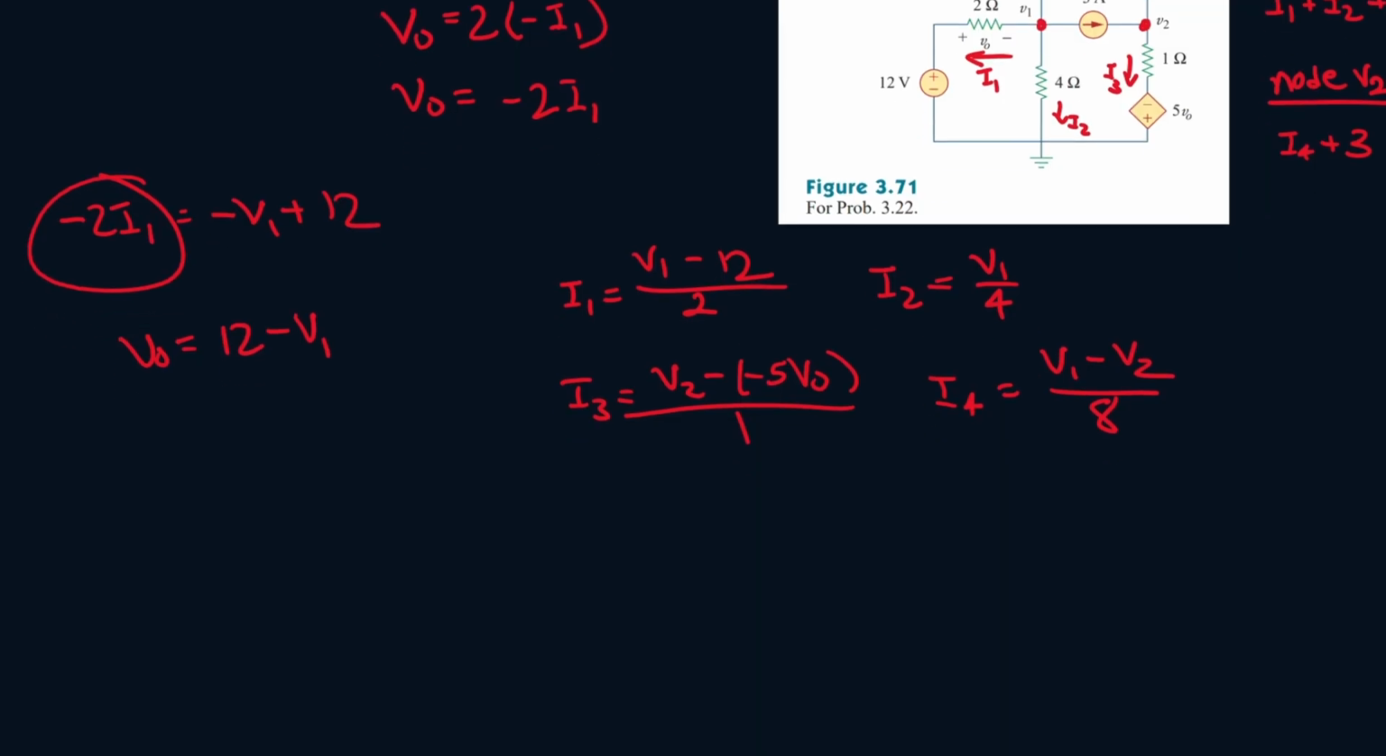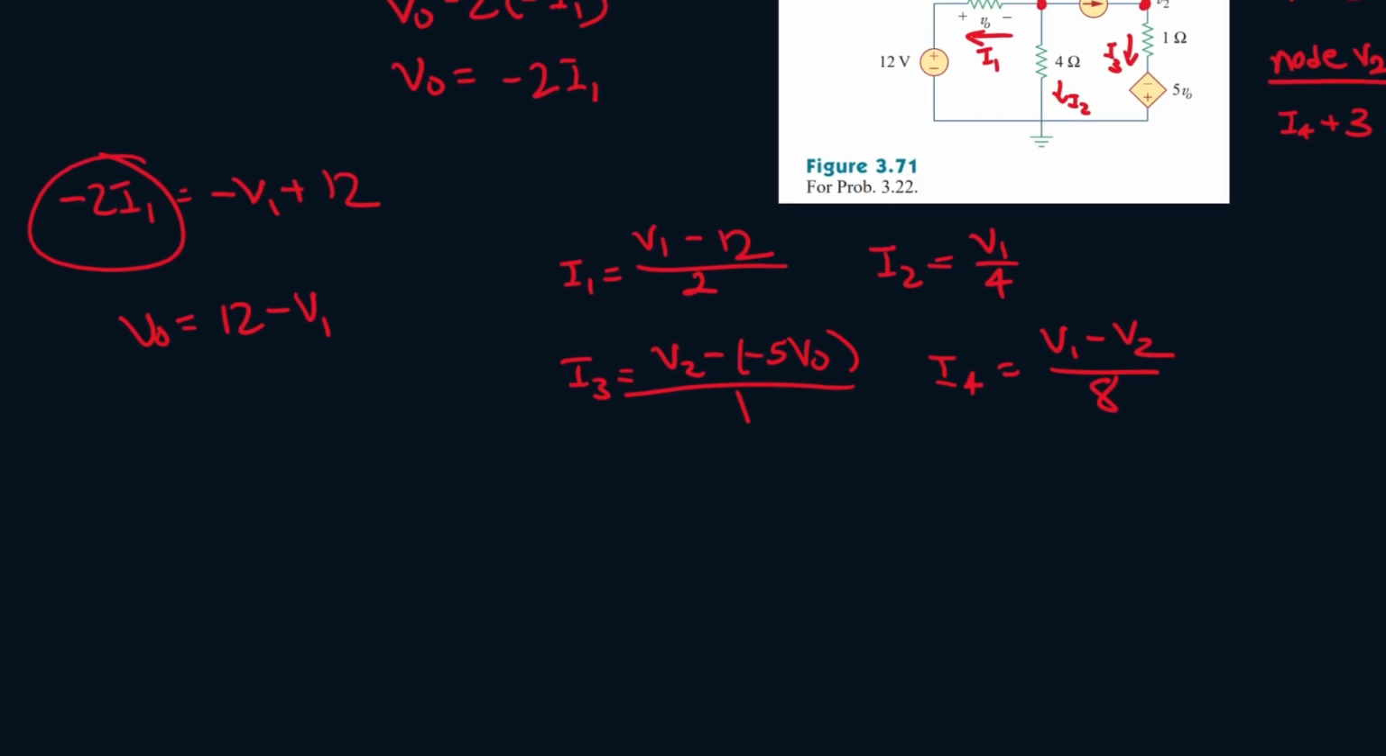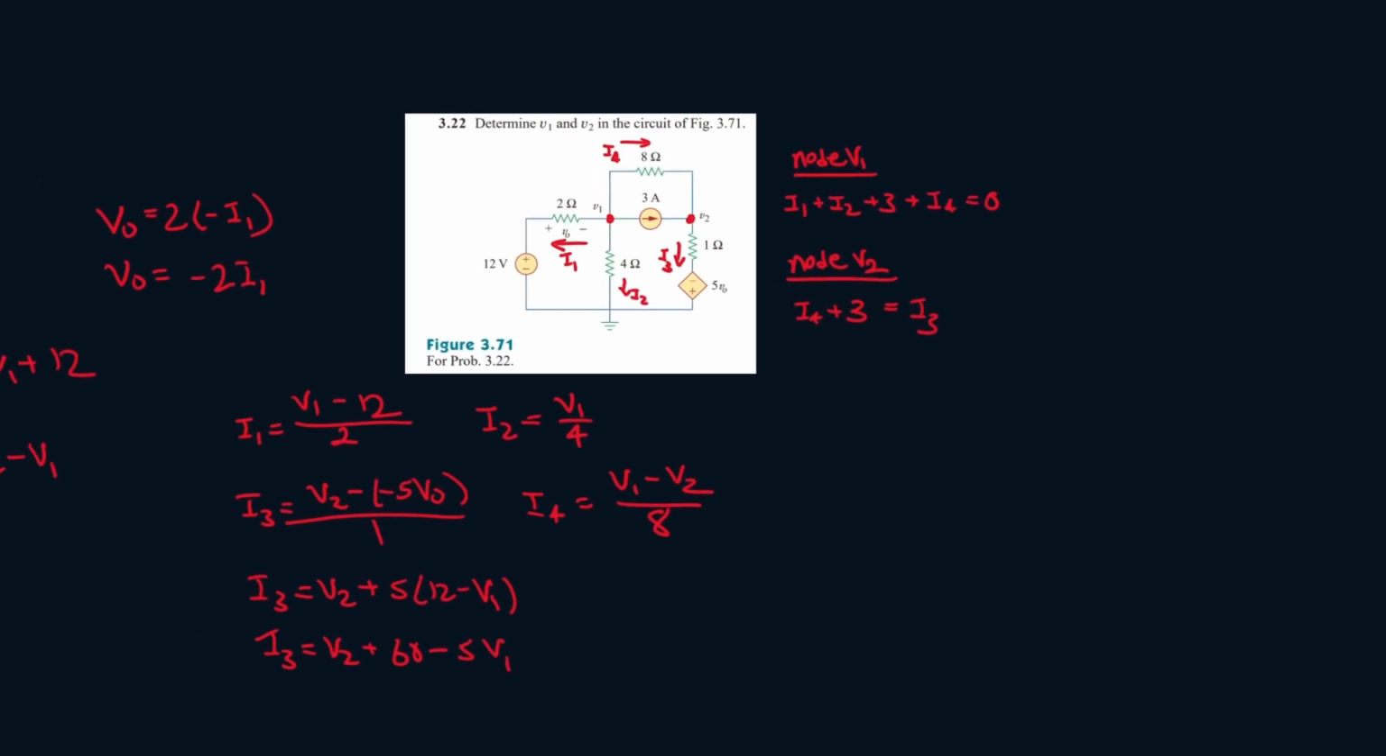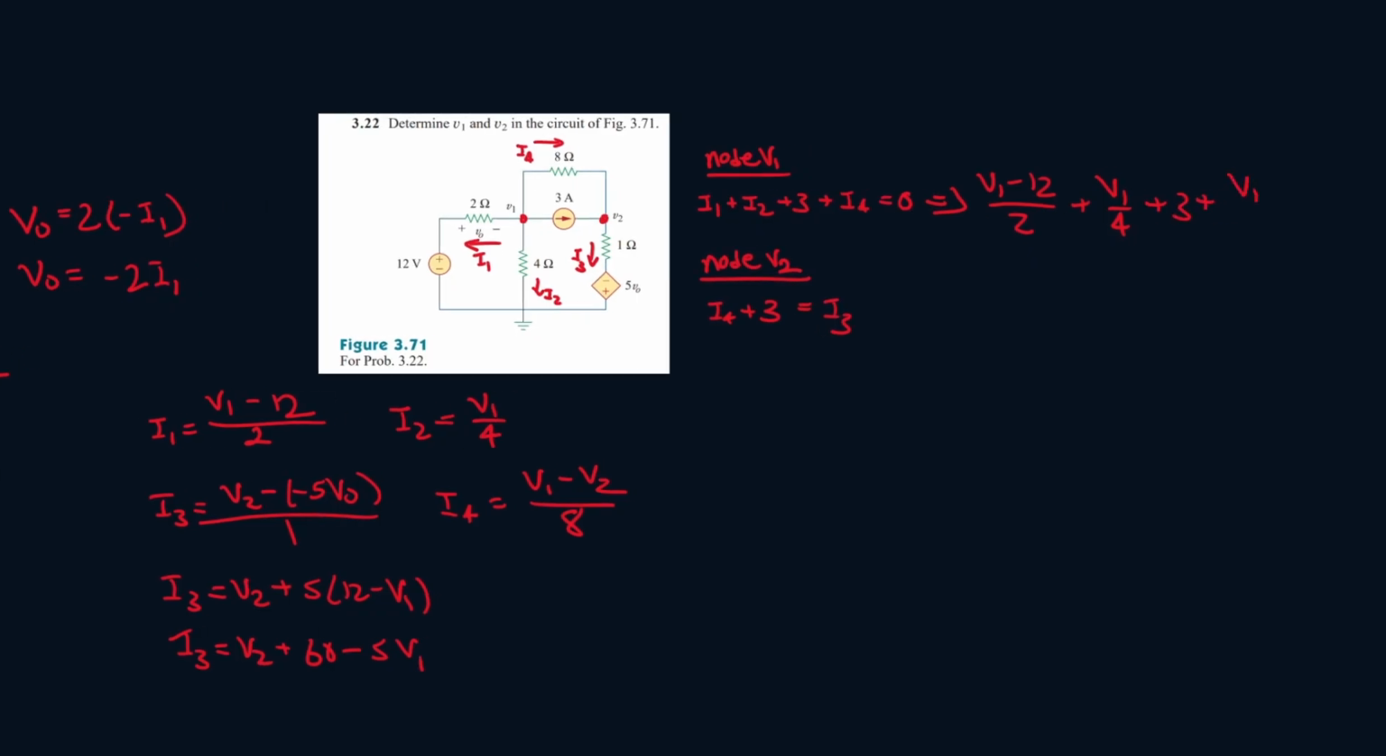And we're going to plug that into this VO here. So I3 is equal to V2 minus 5VO, it's plus 5VO, and VO we'll replace with 12 minus V1. So I3 is equal to V2 plus 60 minus 5V1. Now we have enough information to solve. So this one, it will be (V1 minus 12) all over 2 plus I2, V1 all over 4, plus 3 plus I4, (V1 minus V2) all over 8.